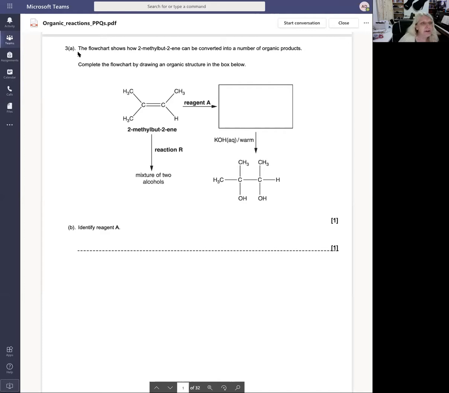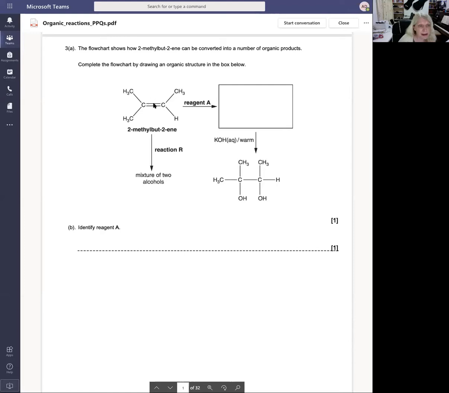So here's the question. It says the flowchart shows how 2-methyl-but-2-ene. So this is 2-methyl-but-2-ene. So 1, 2, 3, 4. Okay, so that's but. You've got a methyl on number 2, and your double bond is on number 2. So it's 2-methyl-but-2-ene, can be converted into a number of organic products. Complete the flowchart by drawing an organic structure in the box below.